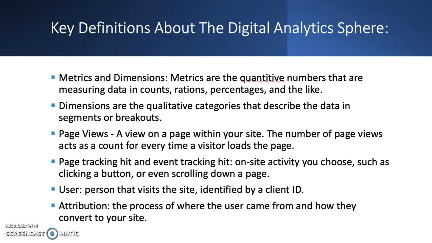The user is obviously the person that visits the site. It's also identified by a client ID. Attribution is the process of where the user came from and how they convert to your site. So how they actually go to your site and stay there and surf the information they need to look for.